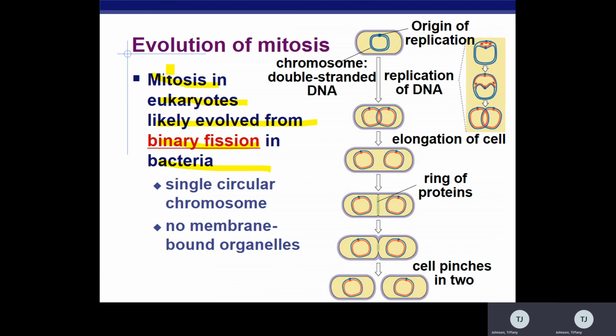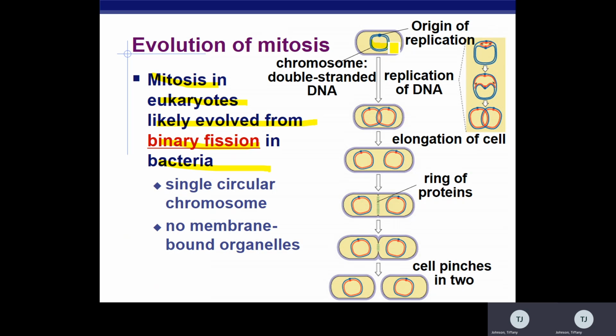Because we talked about prokaryotes, and we said that prokaryotes were most likely the first organisms on this planet, and so we all evolved from bacteria. That being said, binary fission is very simple. It is not as complicated as what we just went through.